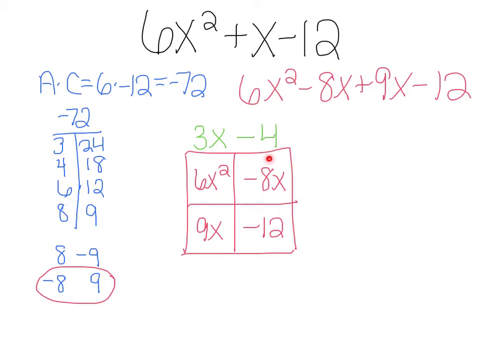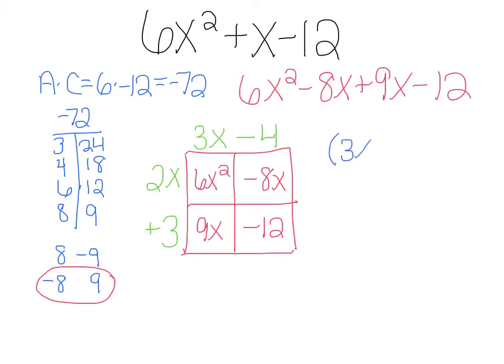Now let's look at our rows. We have 6x squared minus 8x. I can take out a 2, and I can take out an x. With this next one, I have 9x and negative 12. So I know I can take out a positive 3. And that's going to give us our 2 dimensions.